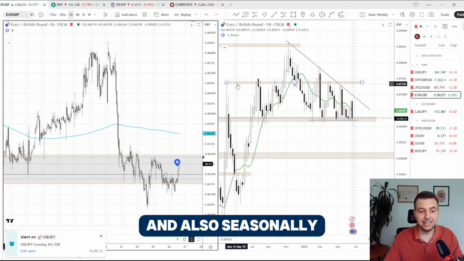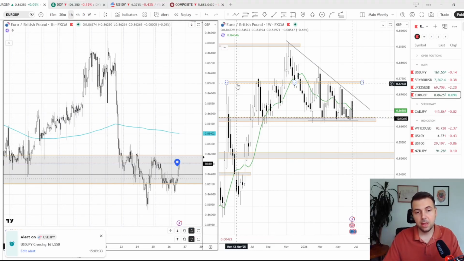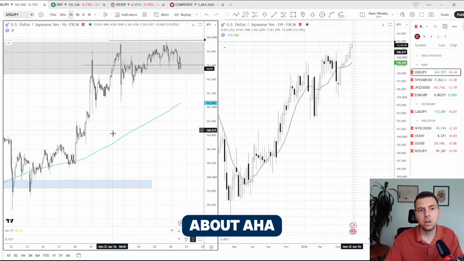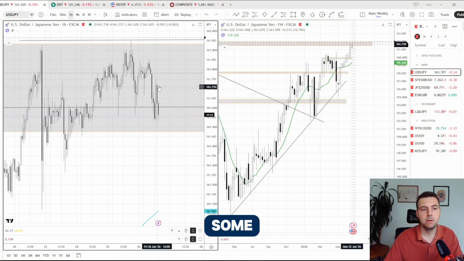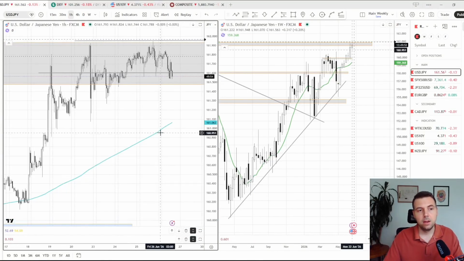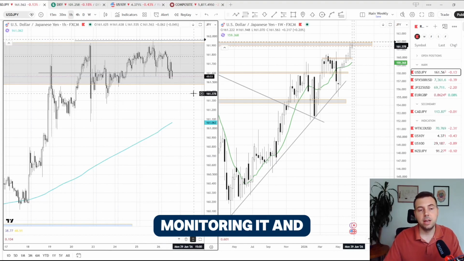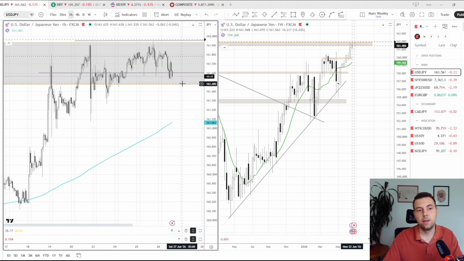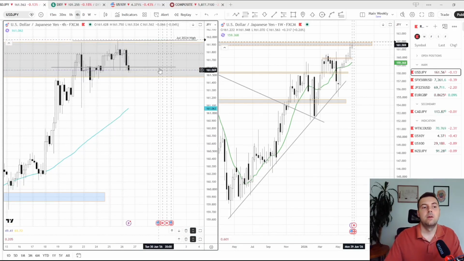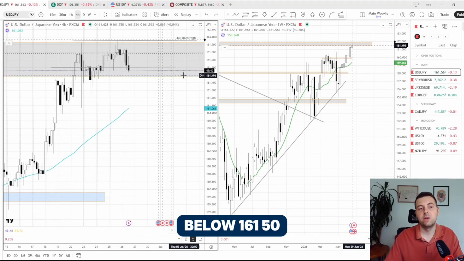And also, seasonally, Euro Pound looks favorable as well. Now, what was the alert from dollar yen about? Some little down move here. Okay, I'll keep monitoring it, and I would like it to close reliably on the 4-hour chart below this level, below 161.50, I guess.